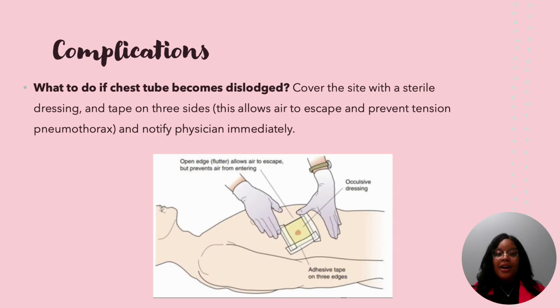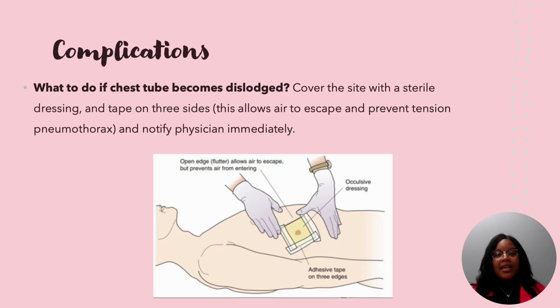All right, so some complications can happen when a patient has a chest tube. When a chest tube becomes dislodged, that means the tube is now out of the hole it went into in the patient. So what do we do? Let's say the patient got up to go to the restroom and forgot they had a chest tube in. They do sometimes.